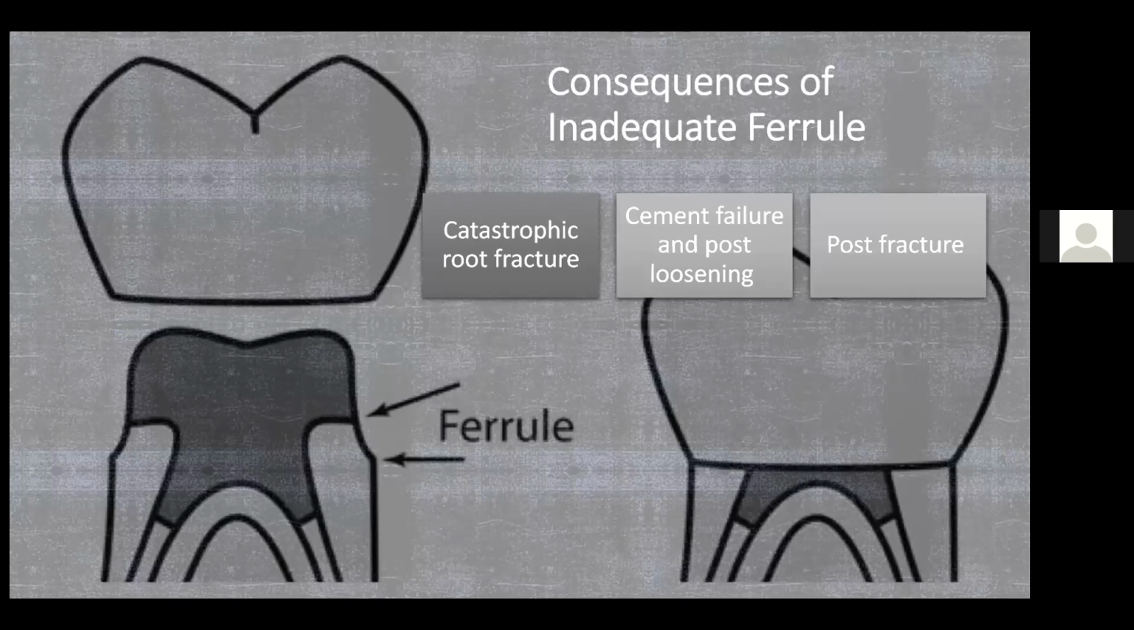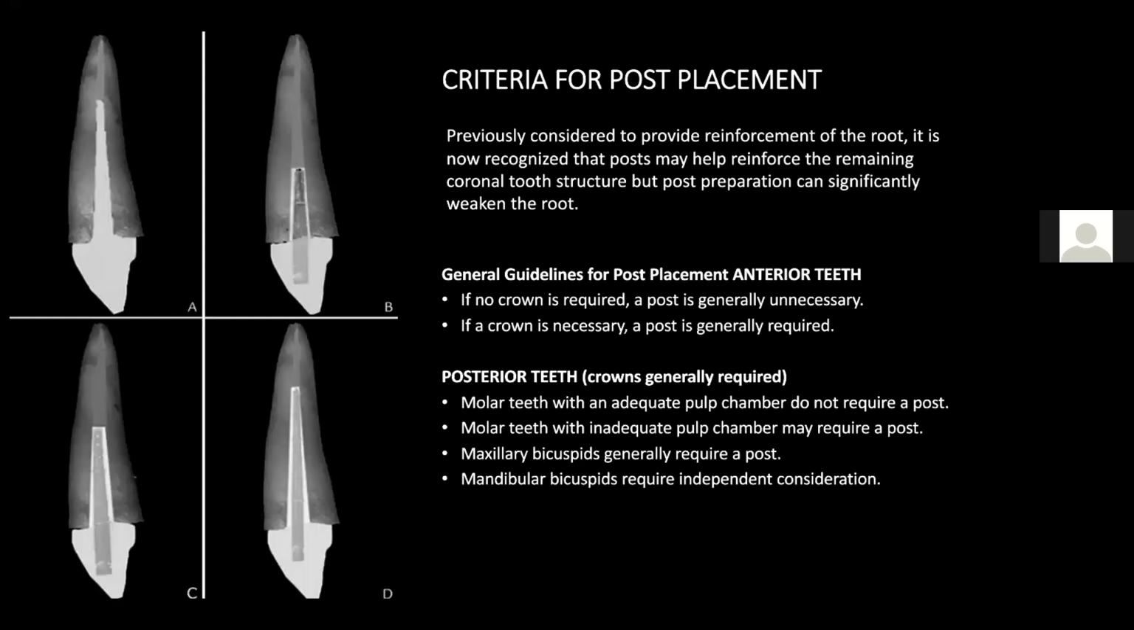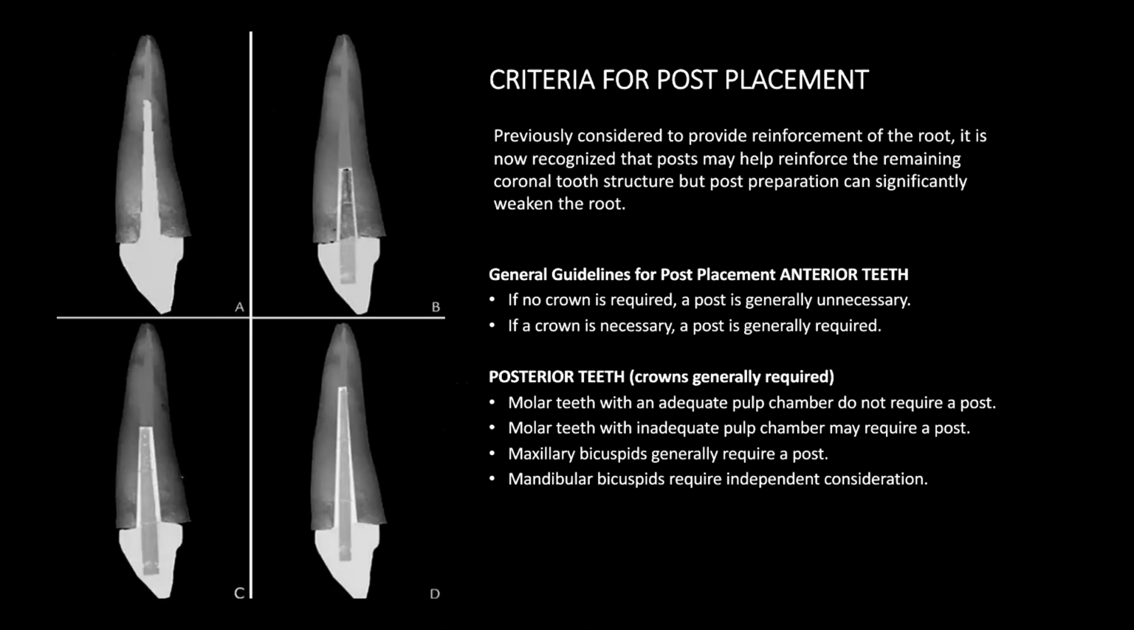Okay, so criteria for post placement. Previously considered to provide reinforcement of the root, it is now recognized that the post may help reinforce the remaining tooth structure, but post preparation can significantly weaken the tooth. General guidelines for anterior teeth: if no crown is required, then a post is not necessary. However, in this case, we might need internal or external bleaching.